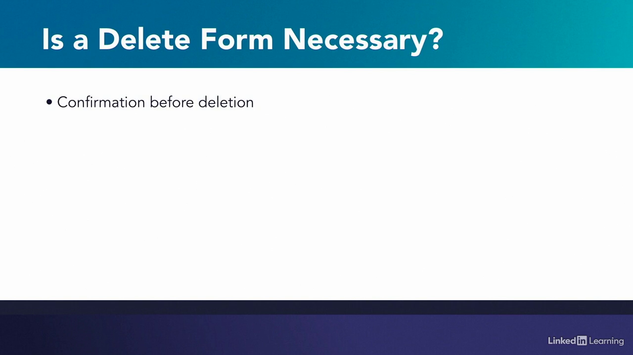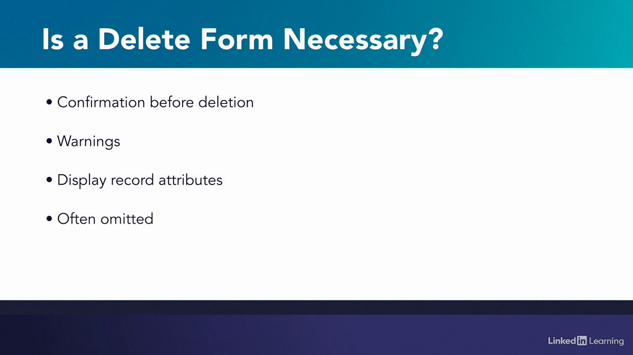So it's worth considering whether a delete form is actually necessary. It's a good place to put confirmation before you delete something, to include any warnings that you want to give the user, or to display record attributes, to say, hey, you're about to delete a record that has these properties. Are you sure you want to proceed? Often the delete form is omitted, and the user can go directly to destruction. Sometimes that link to destruction will include some JavaScript that might pop up with a confirmation instead of having a full page. In fact, when we use our resourceful routes, the delete action is not created by default, only destroy.